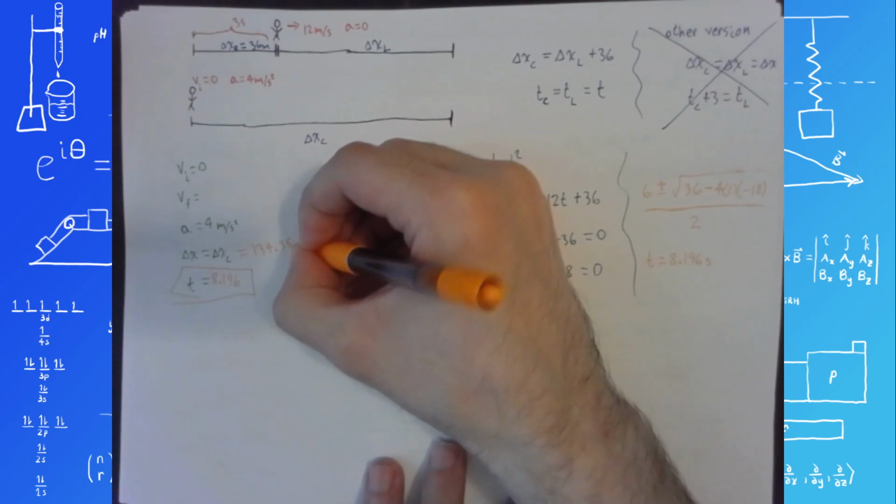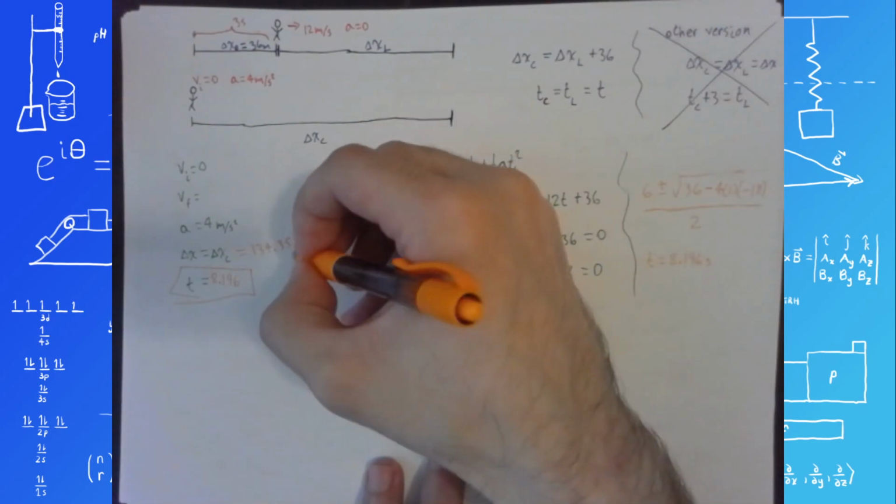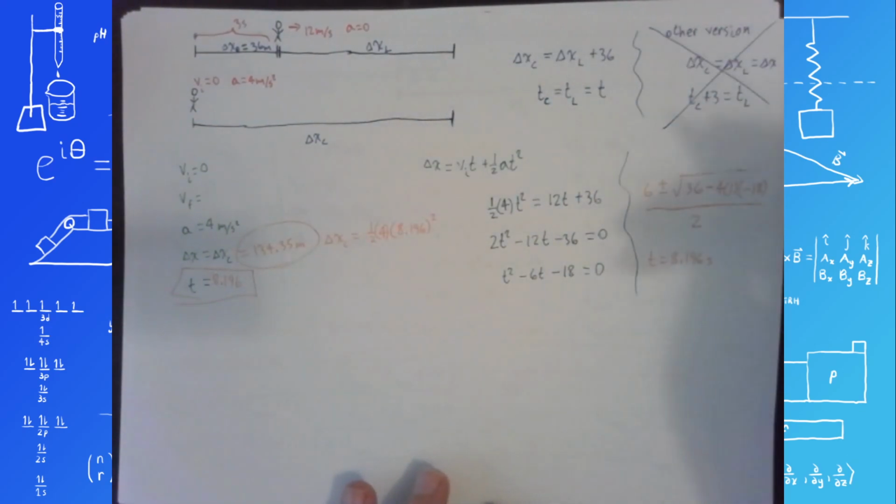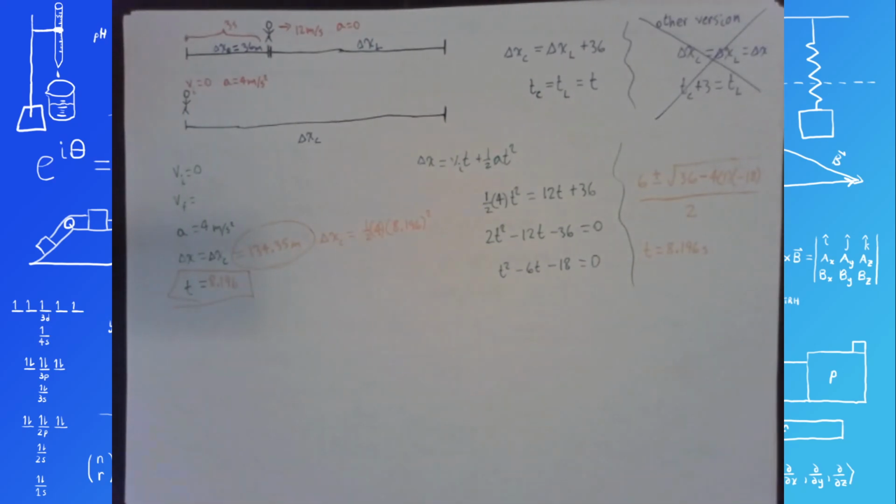134.35 meters is how far they traveled, and if they were to ask how far did the other player travel, just subtract 36 from that, and you're good to go. And I think this is where I will end the lesson for now.